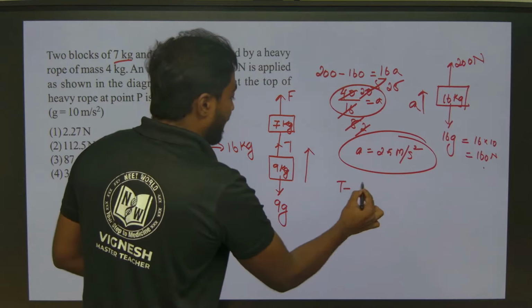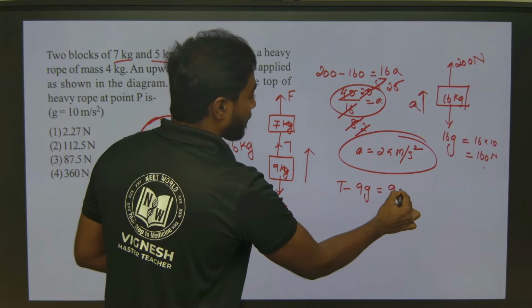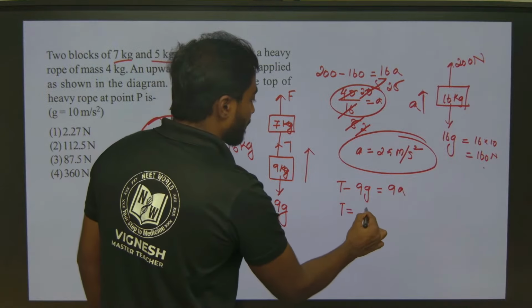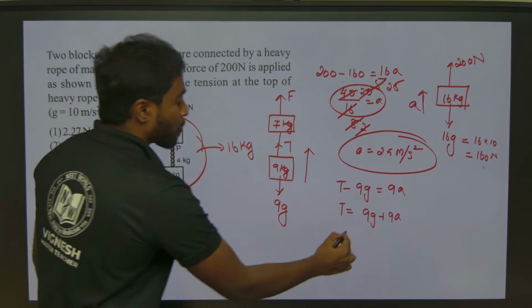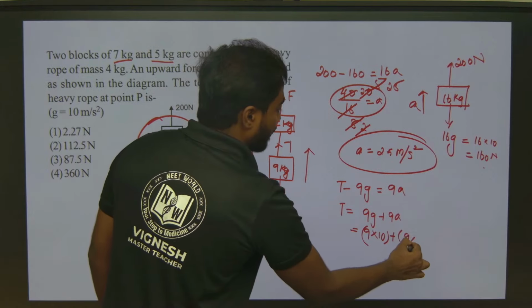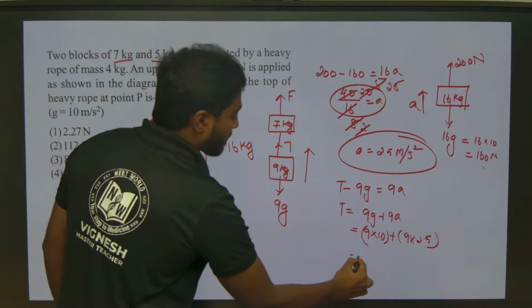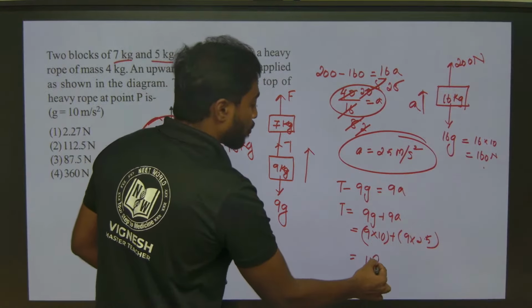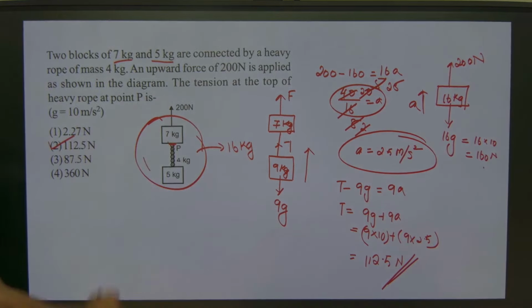So T minus 9g is equal to 9a. That's it. So T will be equal to 9g plus 9a, which is 9 into 10 plus 9 into 2.5. So the answer is 112.5 Newton. That's it. Option B is the answer.